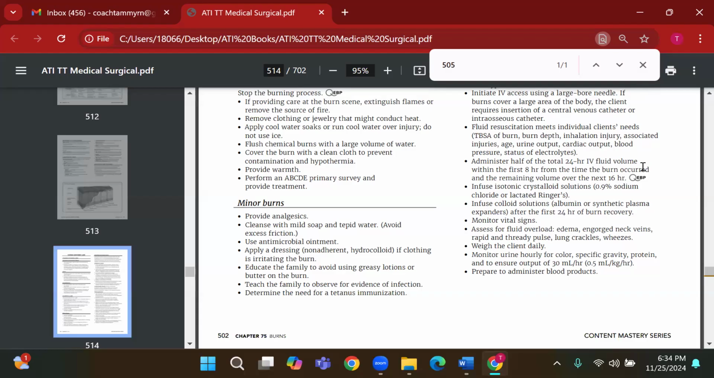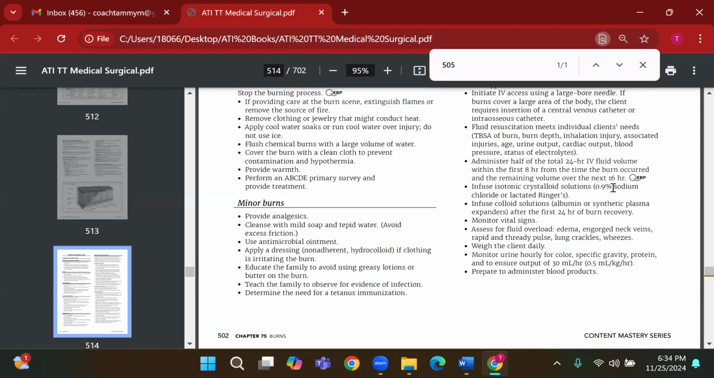So what you're going to do on this test, you're going to figure out the total percent of body burned, and then you're going to figure out a fluid amount for the whole 24 hours. Then you're going to take half of that number and give that amount of fluid just within the first 8 hours. Then we're going to take the other half of that fluid and give the remaining volume over the next 16 hours. That's an important fact, okay? You got to know that. So what I would do is write that down and make sure you know it.